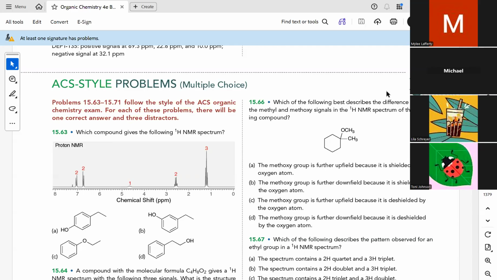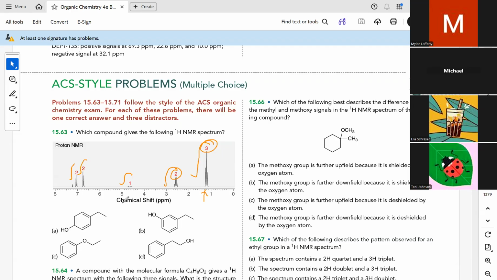So remember, if we took the area of each of these signals, we don't have to integrate them, they'll already be given for us, but this is the term that I'm using, this integration. So 3 protons give rise to this signal with a shift right above 1. 2 protons give rise to this shift, etc. So let's look at what compound could be represented here.